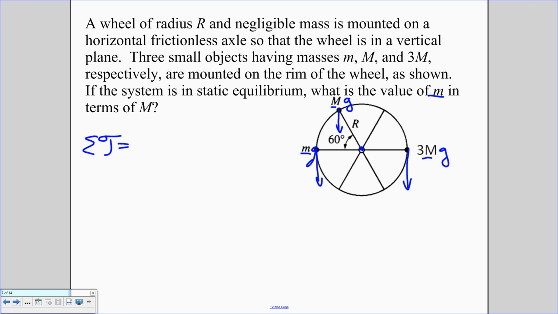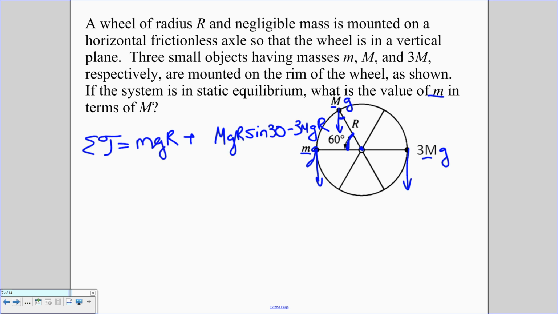Okay, so counterclockwise forces, I've got little mg times r, plus, now I've got this big Mg, a distance r, but it's not at 90 degrees, right? This angle right here is 60. The angle between the force and the radius, excuse me, would be 30. Minus 3 Mg r. Okay, there are my torques.